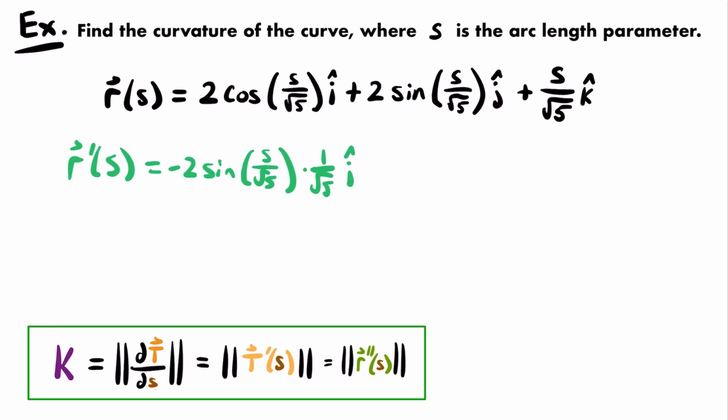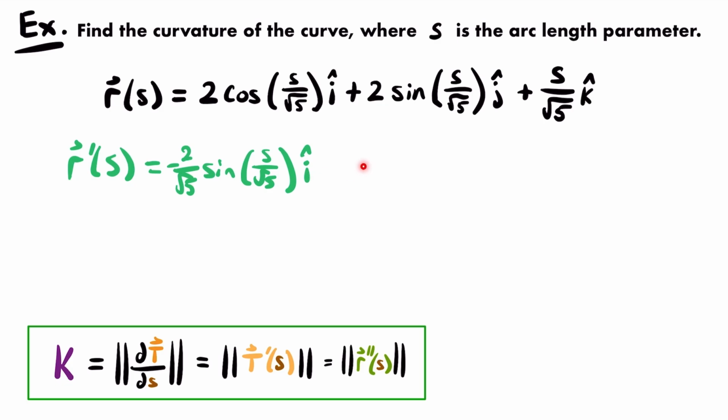And before we move on to taking the derivative of the y component, I am going to combine these constant multiples. Just multiply negative 2 by 1 divided by the square root of 5 and keep it out front. So here's how I'll rewrite this. We'll have negative 2 divided by the square root of 5. Okay? And then that's multiplied by i.